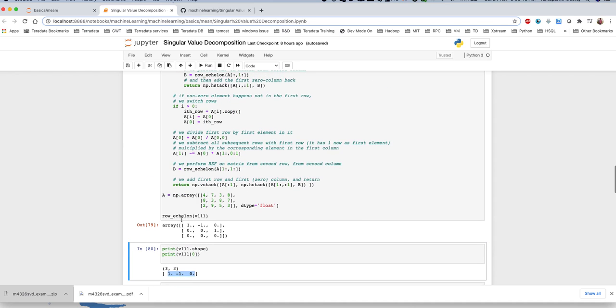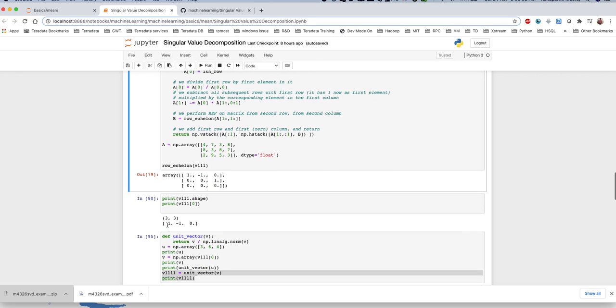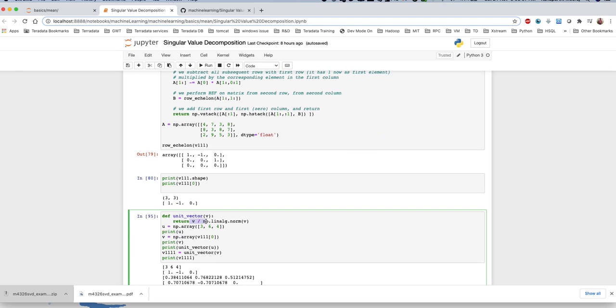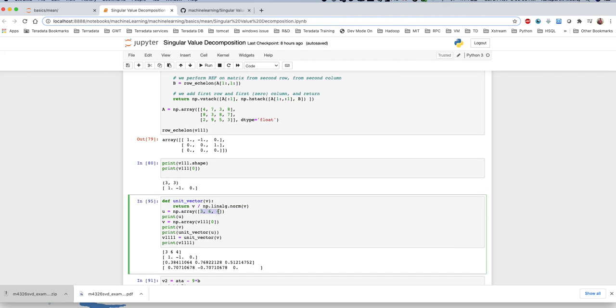So the first row is from the reduced matrix you get, and then we try to get the unit vector. For the unit vector, again we have a particular algorithm. When we have this method, you will get the unit vector. For example, if you have this array, what you can do is, wait, let me copy paste here.